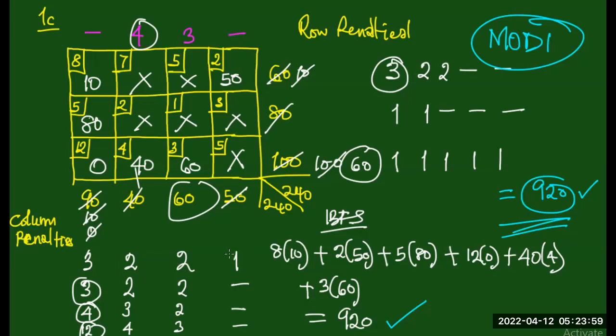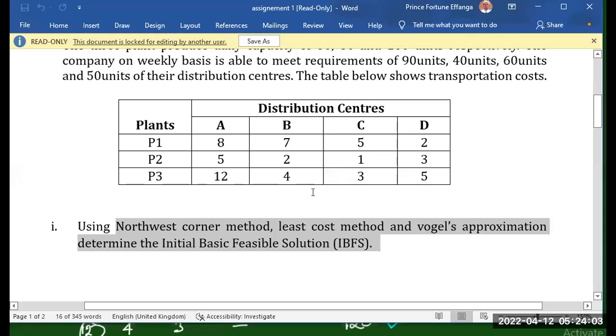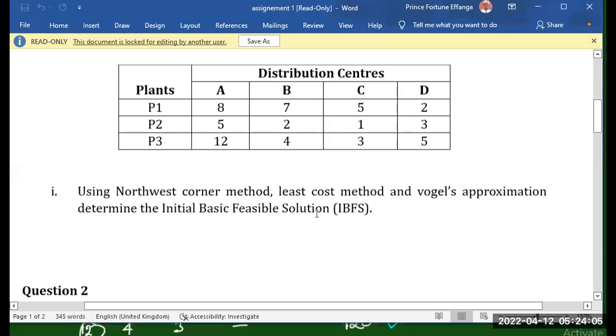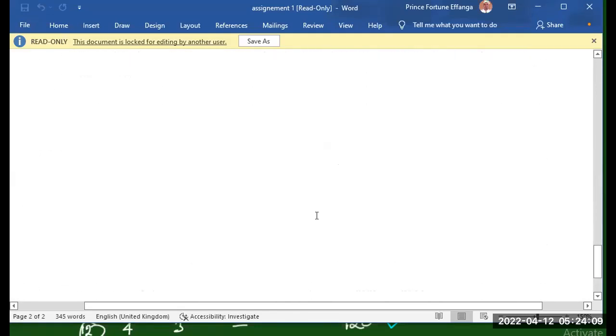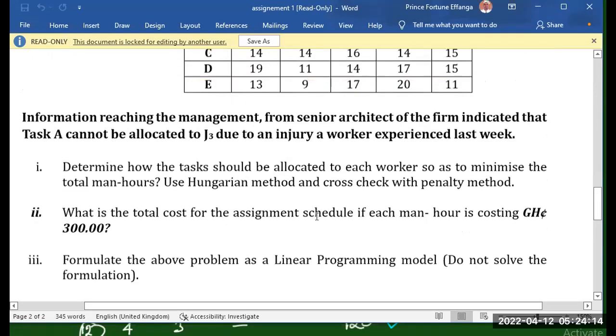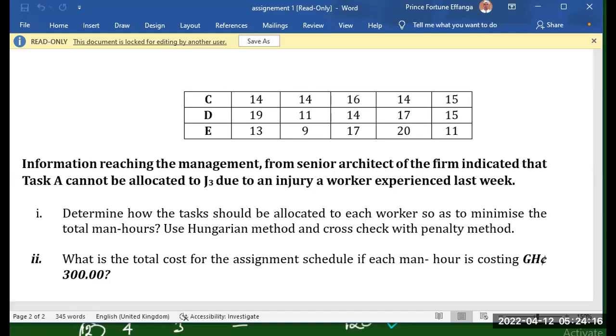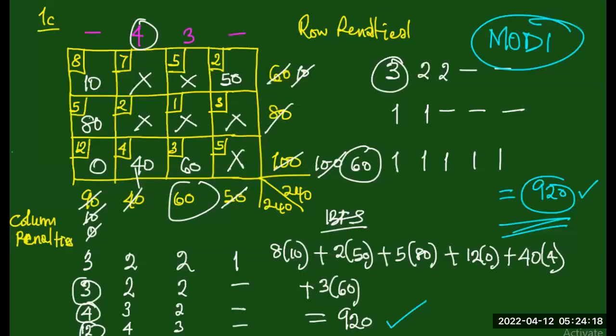Okay, so we are done with that particular question. We're done with question 1. Let's move on straight to question 2. For this particular one, there are 2 questions, so we can afford to finish all of them. Let's do the next one. Question 2.